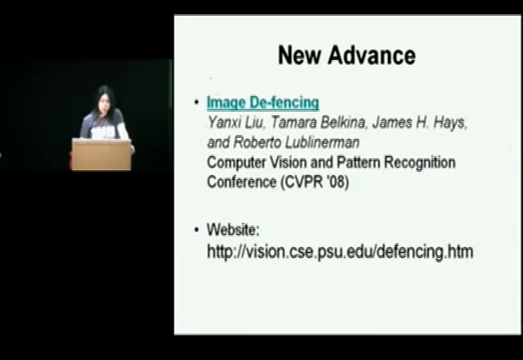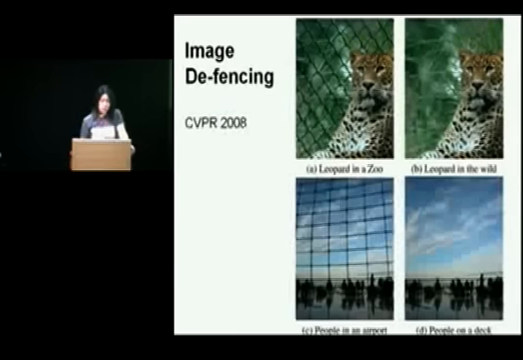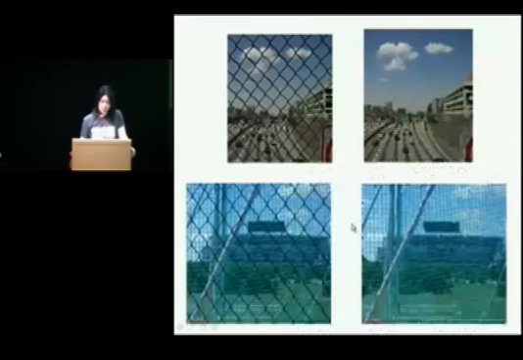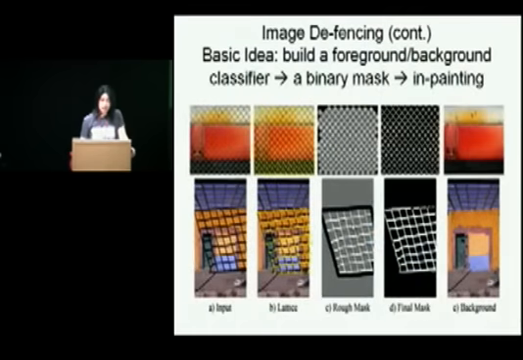Another thing we do fun things with this is defencing. So given an image, for those of us who have kids, you usually shoot, you stay at the baseball field, you can't really get in, so you took a picture from outside, but you do want to see your kids, or whatever, tigers, then you can just erase the lattice. So basically, there's a learning process there to use repeatability as a cue to learn a foreground-background classifier, then use inpainting.